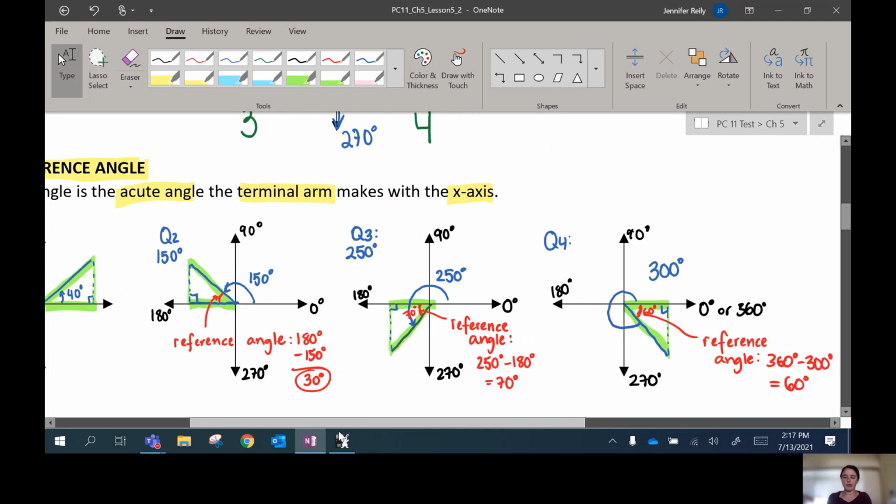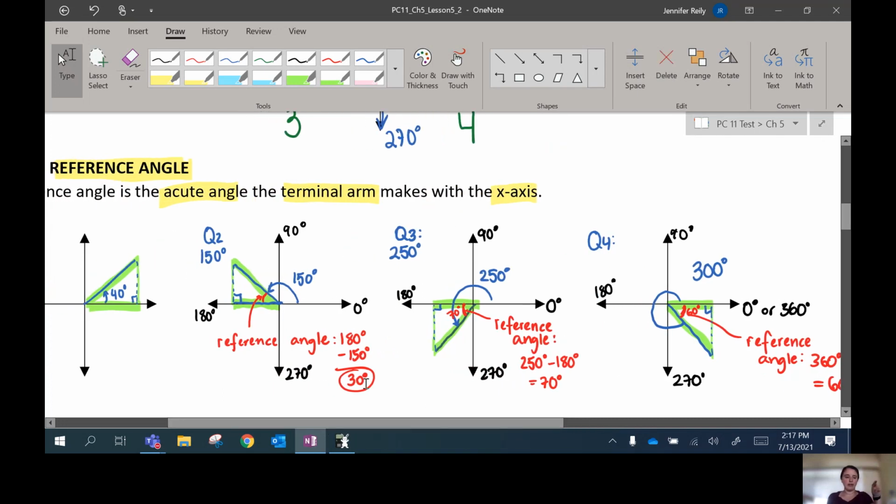Okay, so that's the idea of a reference angle. When you draw your angle in standard position, you could be in any of the 4 quadrants, and you're going to create this little green right triangle, no matter which quadrant you're in, with an acute angle there, which is called a reference angle.